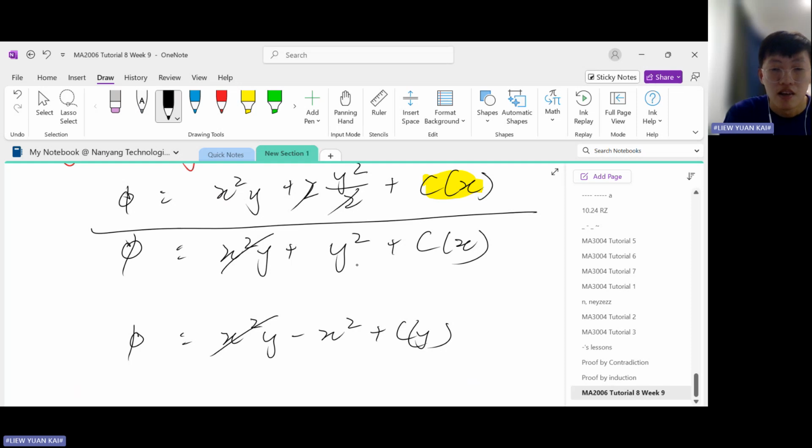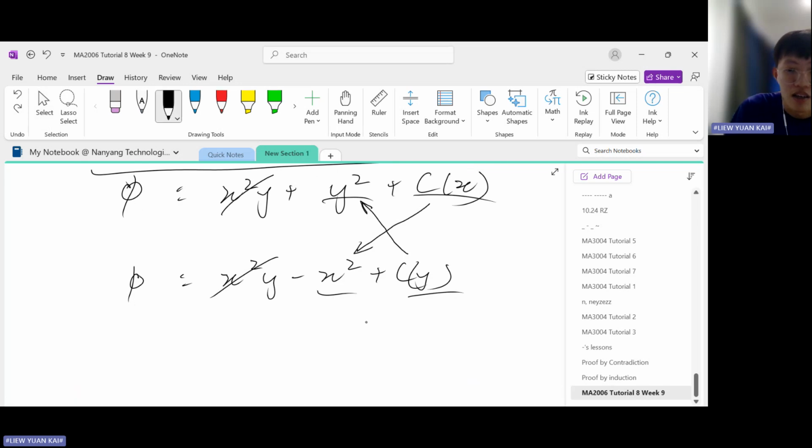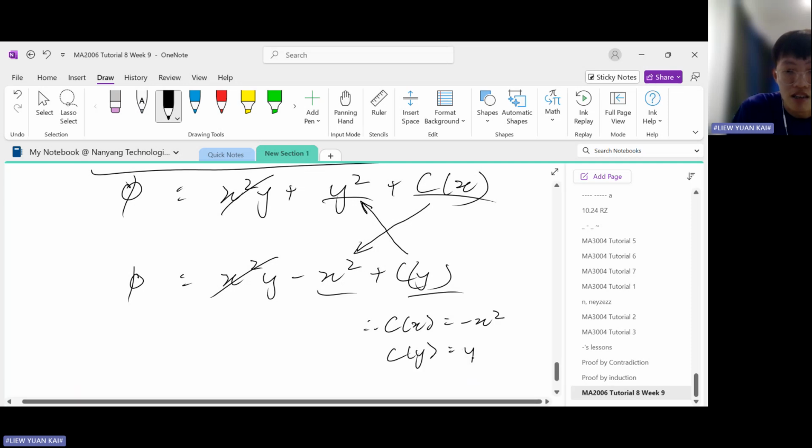Okay, then now the only difference between the two lines is this, right? Because the first two terms match. So this is telling me that this c of y is actually y squared. This c of x is actually minus x squared, because c of x means it is a function of x. You see, x squared is a function of x. C of y means it is a function of y. Y squared is a function of y. So that means by comparison, c of x is equal to minus x squared, and c of y is equal to y squared.